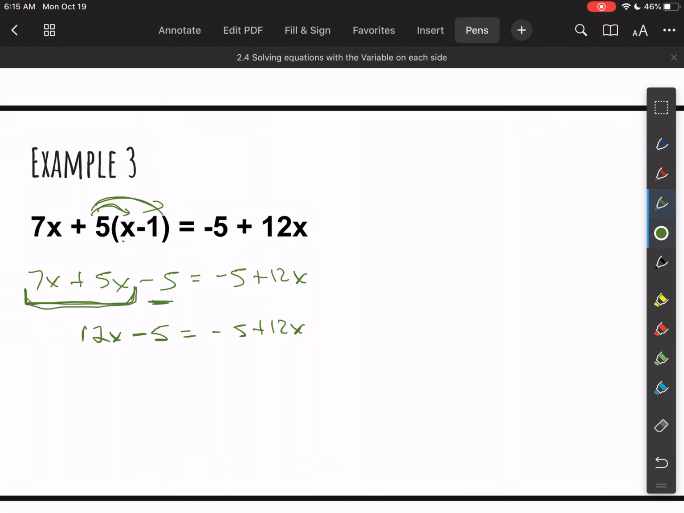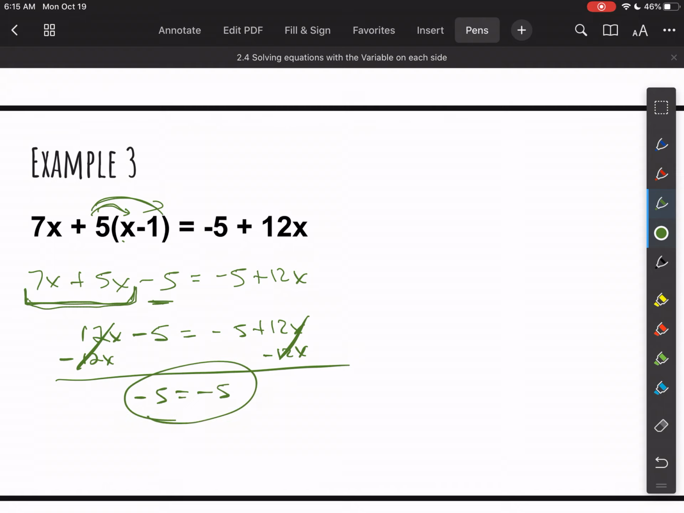Are those two things equivalent? Well, we can keep going here. If you're not sure if they're equivalent, like they look similar but they're a little different like this, you can keep going. So if I want to get my x's to one side, notice what happens. If I subtract 12x from both sides, this goes away on both sides, right? So then I'm left with negative 5 equals negative 5. You have the same thing on both sides of an equal sign. This is always true. Negative 5 will always equal negative 5. Therefore, whatever I plug in for x in the original will always work. This is all reals.